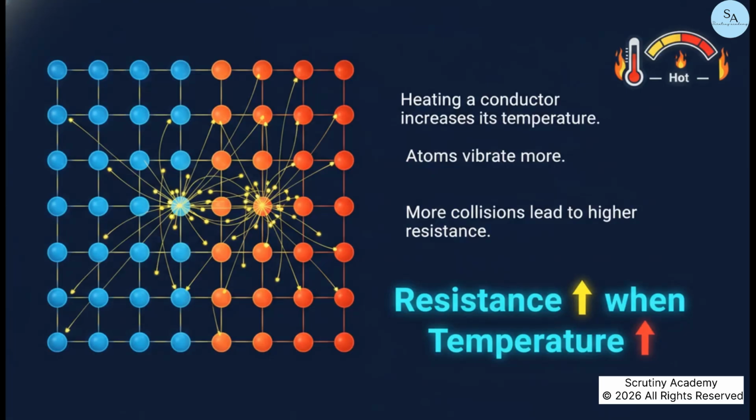Picture electrons trying to move through a neat, orderly grid of atoms. We call this a lattice. Now, when you heat up that wire, you're basically giving those atoms a shot of espresso. They start vibrating and shaking all over the place. For an electron trying to get through, it's like running down a hallway where the walls are suddenly shaking like crazy. The more those atoms vibrate, the more the electrons crash into them, and every single one of those collisions slows them down. That opposition to the flow, well, that's resistance.